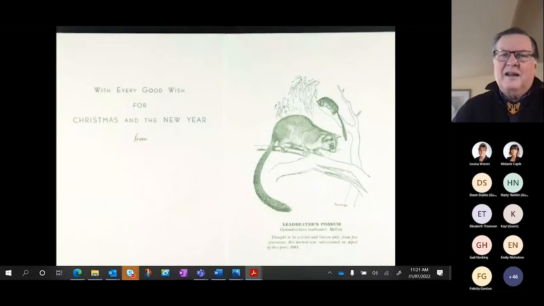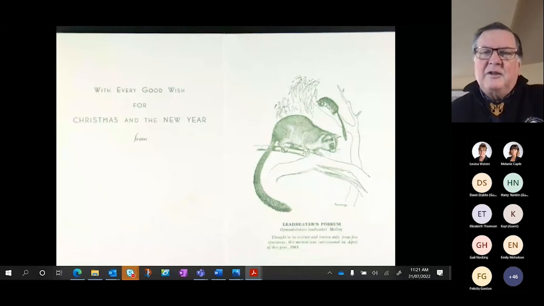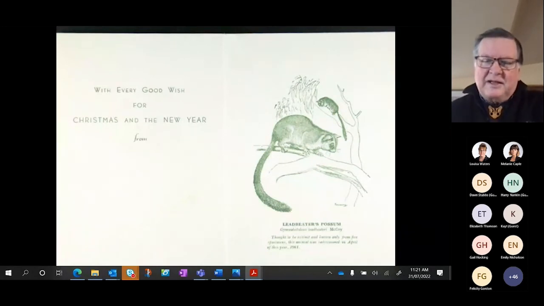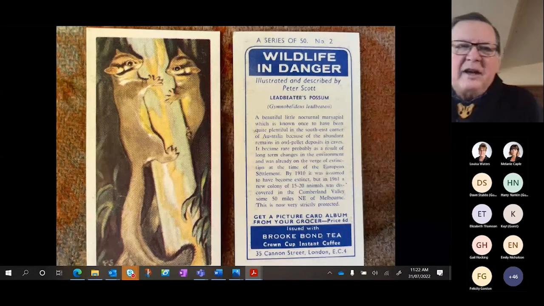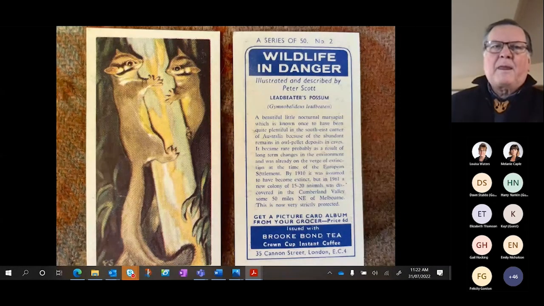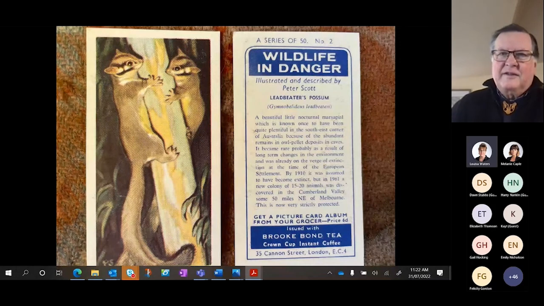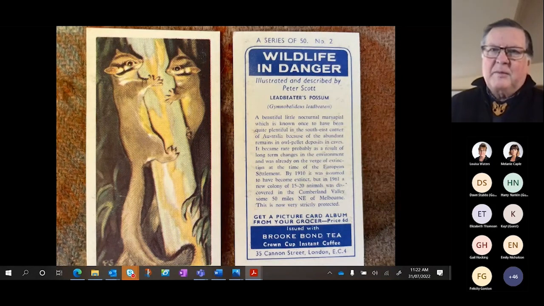And that year, the museum actually included Leadbeater's possum in its Christmas greeting. So it was quite a big thing. And so soon after rediscovery, this set of tea cards was issued. You can see Brooke Bond tea.